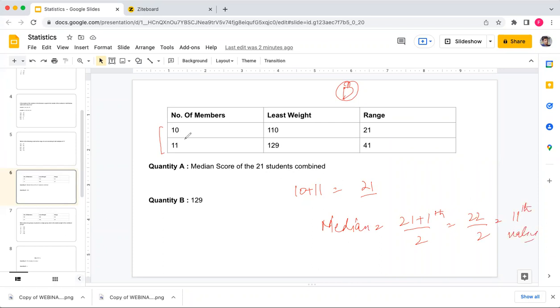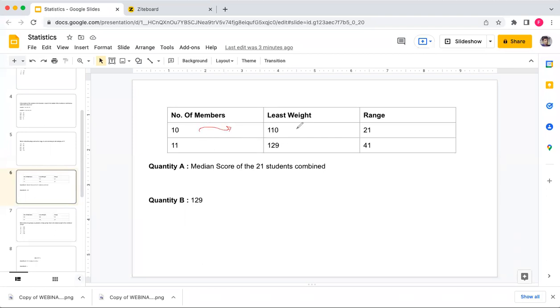So whatever the 11th member's weight is, that will be our median. Now let's see. In the first scenario, for the first 10 members, our least weight is 110. For example, these are the first 10 members, and the weight of the first member is 110, and the weight of the last member is 110 plus 21, which is 131, right?